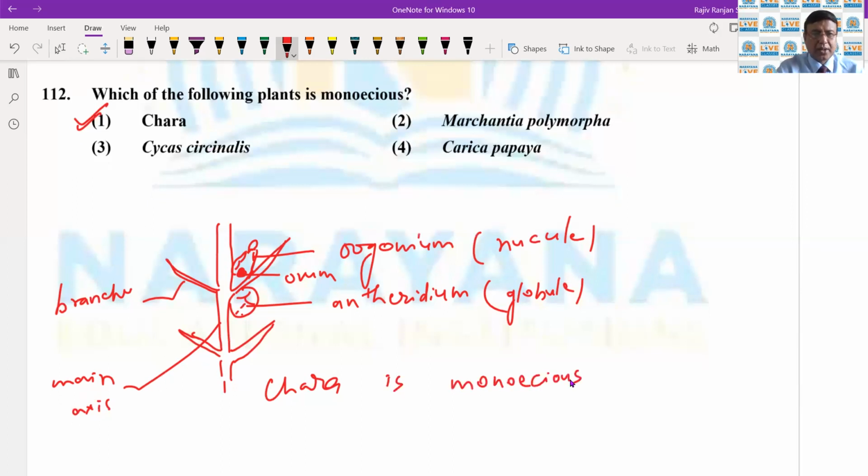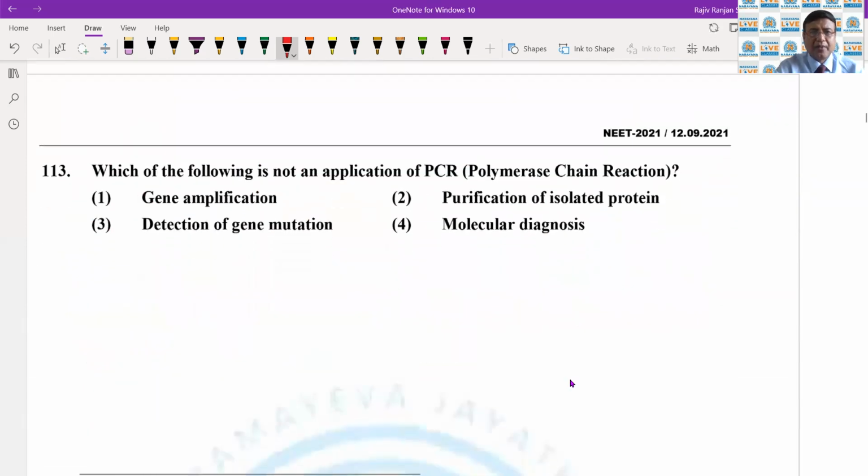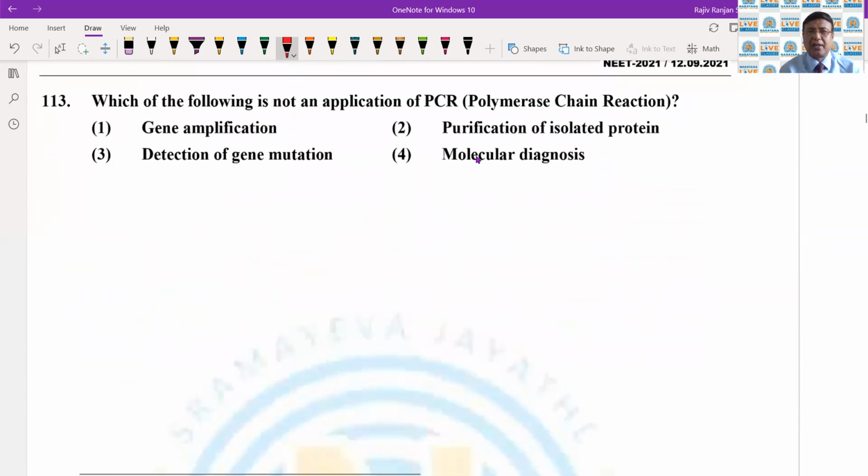So let's now see question number 113. Which of the following is not an application of PCR, polymerase chain reaction? 1. Gene amplification. 2. Purification of isolated proteins. 3. Detection of gene mutation. And 4. Molecular diagnosis.